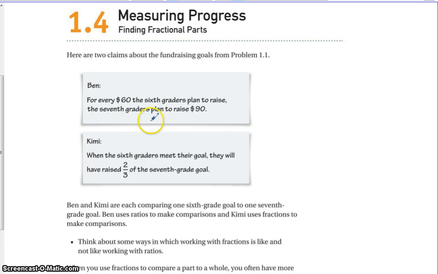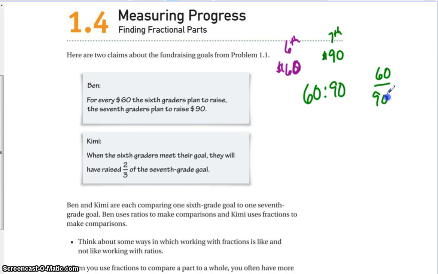What this says is that for every $60 that sixth grade plans to raise, okay, so $60 for sixth graders, seventh graders will plan to raise $90. Okay, and this is a "for every" statement, so our ratio would be a 60 to 90 ratio, or 60 over 90. Or we could even write 60 to 90. All right, so we have three different ratios that we are comparing here.